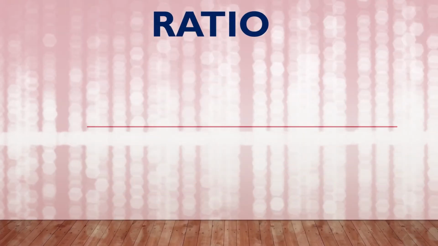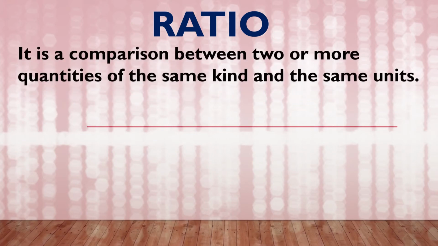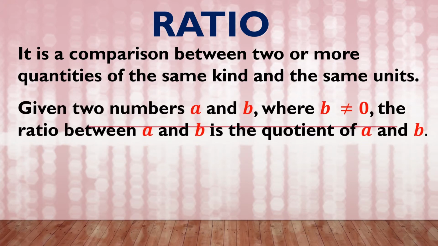What is ratio? What do you know about ratio? Ratio is a comparison between two or more quantities of the same kind and the same units. It also tells us how much one thing is compared to another. So given two numbers a and b, where b is not equal to 0, the ratio between a and b is the quotient of a and b.